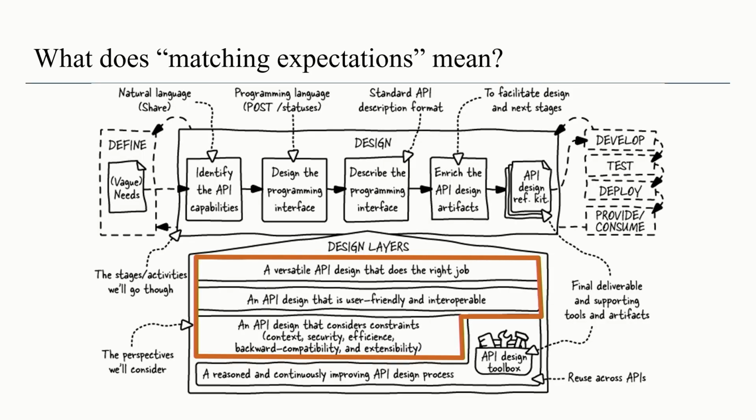Regarding my concerns about API design matching expectations, we can split them into 3 layers. The first one is we expect the resulting API to do the right job and hence meet the needs that have been identified during the define stage. It also needs to be versatile, which means it is capable of fulfilling needs that have not yet been identified.